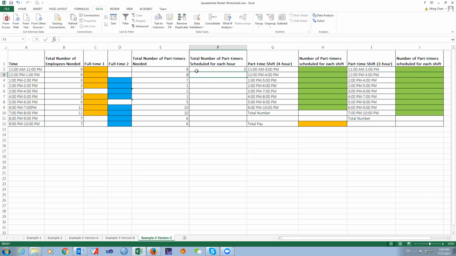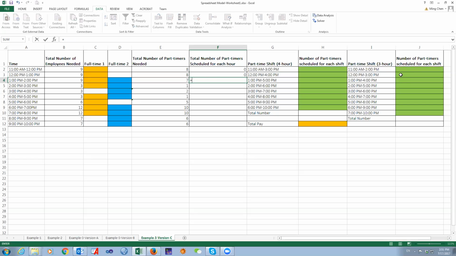For the second time period from 12 to 1, first of all, let's look at the 4-hour shifts. So which 4-hour shifts cover the period from 12 to 1? So the first one plus the second one. What about a 3-hour shift? A 3-hour shift will be 11 to 2 plus 12 to 3.